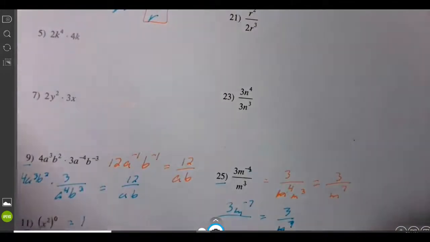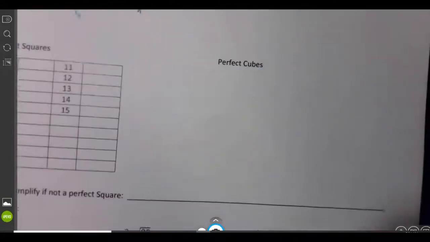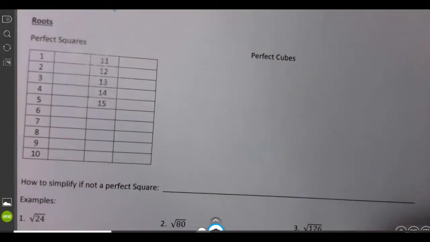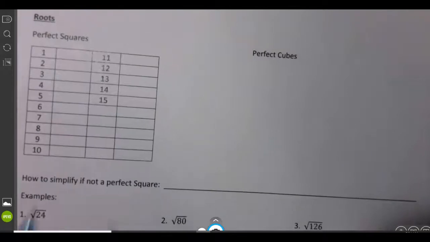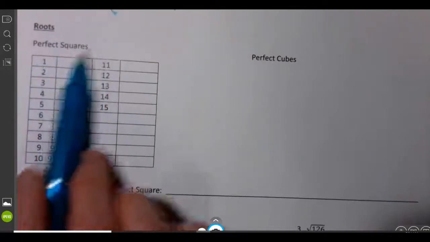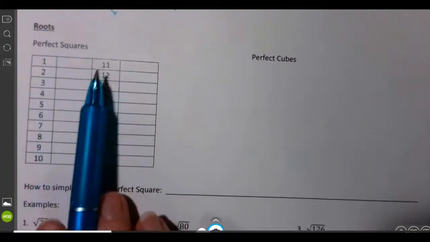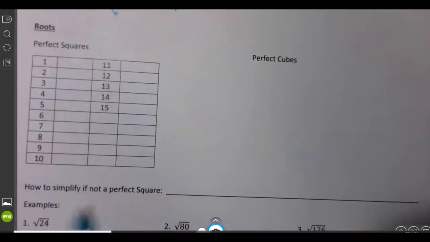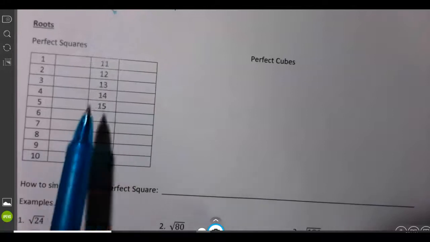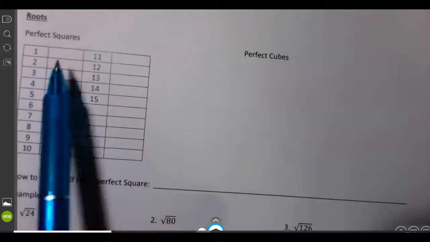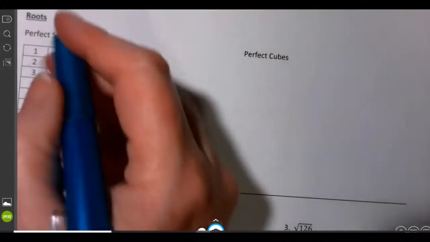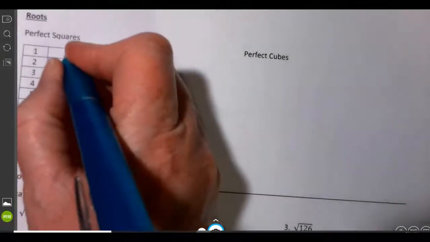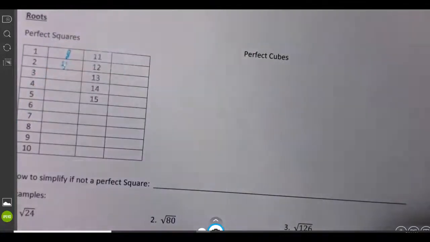Okay, let's go back to the notes and talk about roots. We're going to be using these roots in one of the sections we're going to be doing this week. So what I'd love for you to do is pause your video and go through and fill out all of your perfect squares. I'm going to do that same thing. So we're going to pause our video and fill in perfect squares. I'll start you off: 1 squared, 2 squared. If you have to use your calculator, that's okay. But we're going to fill those all out.